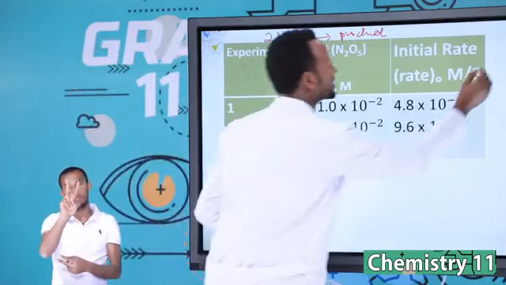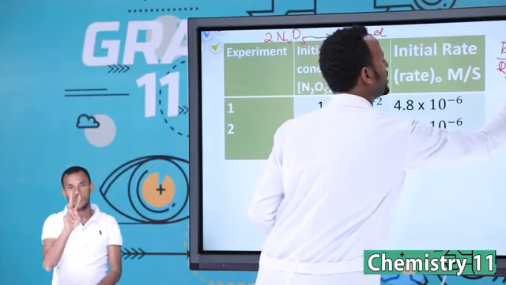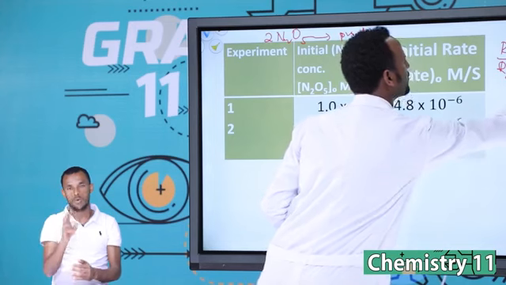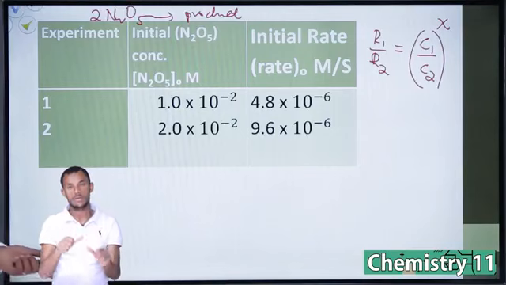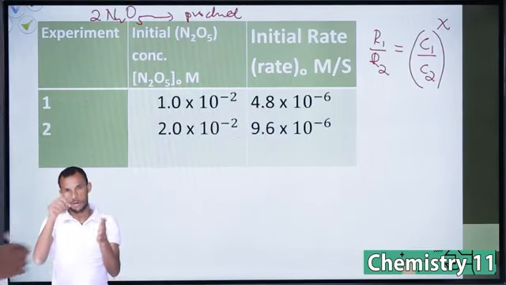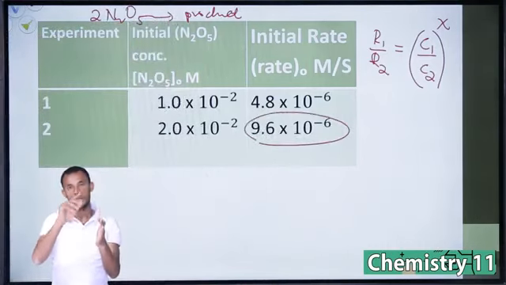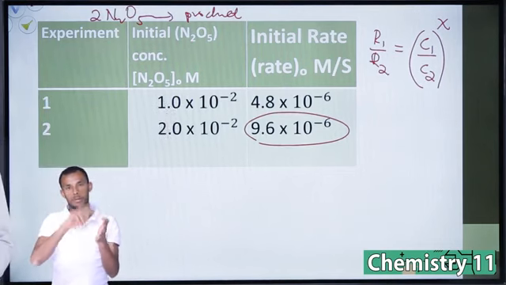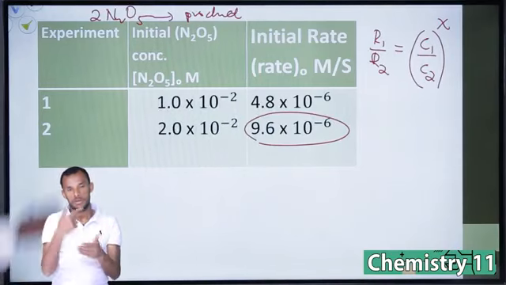R1 and R2 means, for example, R1 over R2 is equal to C1 over C2, the power of X, because K is constant. What is R1? 4.8 times 10 raised to minus 6. What is R2? 9.6 times 10 raised to minus 6. What is C1? 1 times 10 raised to minus 2. What is C2? 2 times 10 raised to minus 2.